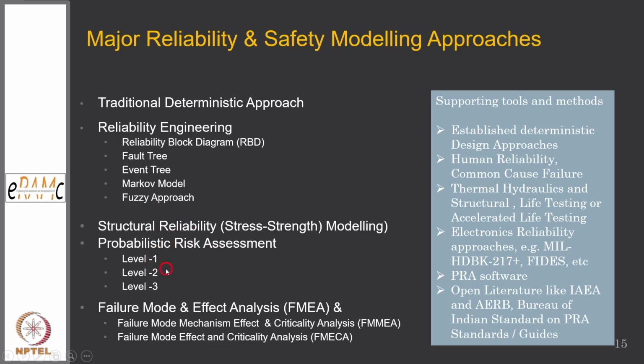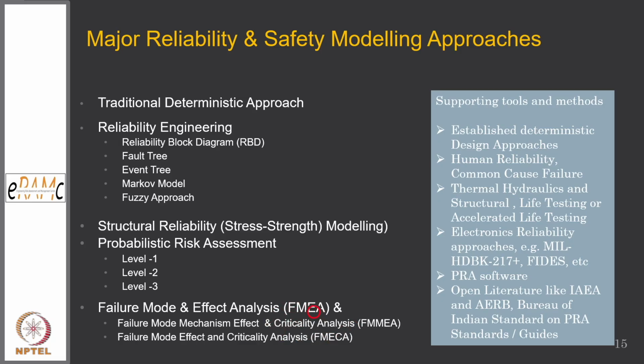Then probabilistic assessment is performed at level 1, level 2, and level 3. Level 1 is the system approach, level 2 is the release category from the plant, and level 3 is the consequences in the public domain. And one more method other than PRA is failure mode effect analysis. I would call this a family of FMEA. There is one more entity in the family, the failure mode mechanism effect and criticality analysis, and then failure mode effect and criticality analysis. They are used as and when system specific requirements are there. But at the higher end, FMEA is the approach, and the others are family members.